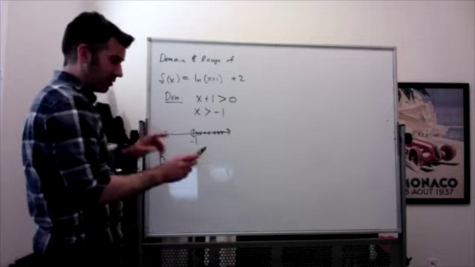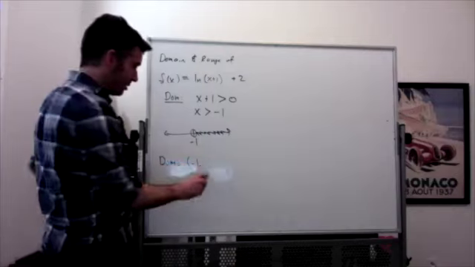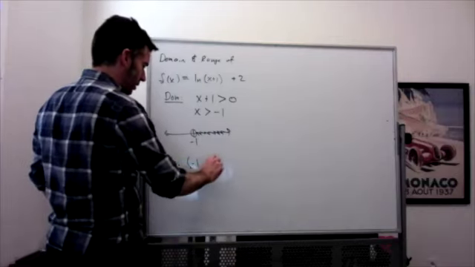We use a parenthesis if we don't want to include the point, but we want everything up to that point, all the way to infinity, exclusive.